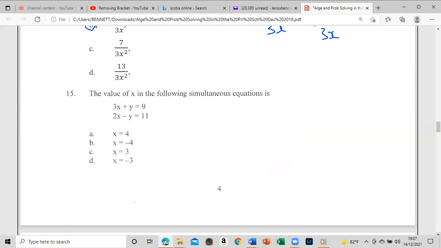The value of x in the following simultaneous equation is? They really are going to make us sit down and do this. That's not easy to find, but it takes time. All right, get rid of that.